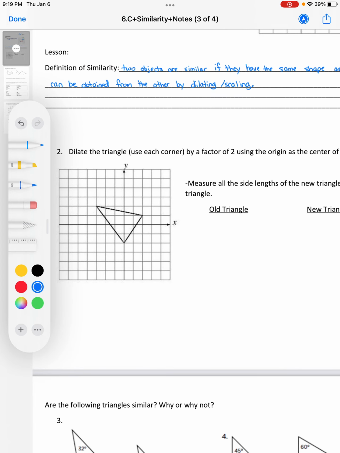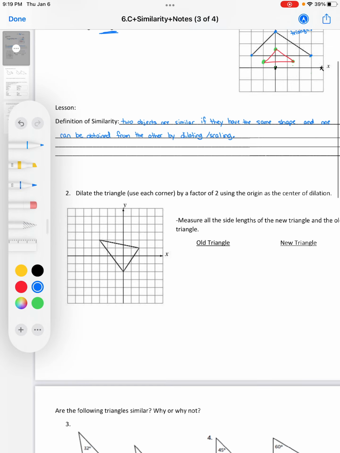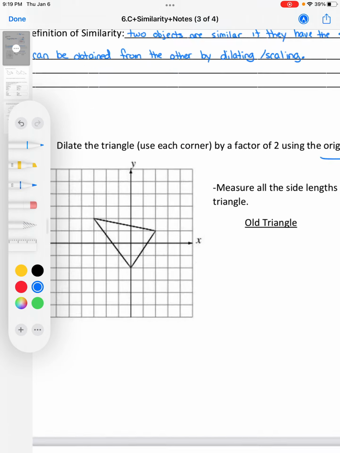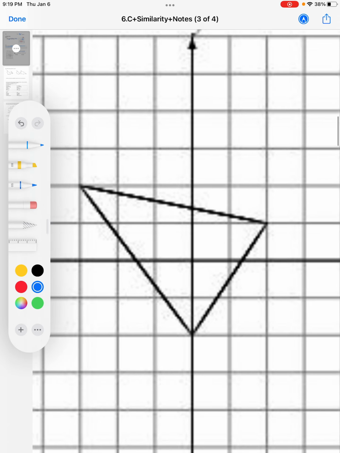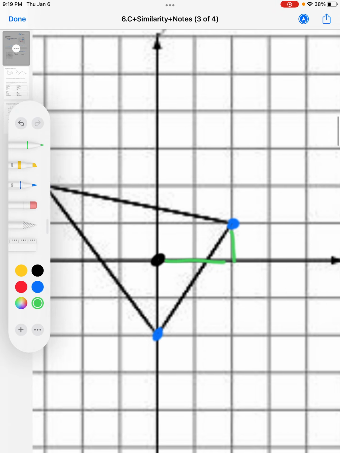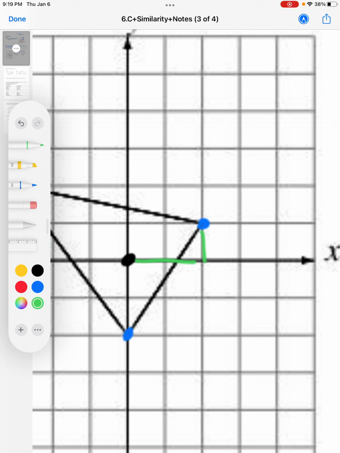Dilate the triangle by a factor of 2. And it says to use the origin as the center of dilation. So here's my point, here's my point, here's my point, and the origin, which is right here, is my center of dilation. So how far is this one? Well, it's 2 over and 1 up. And we're dilating it by a factor of 2. So we have to times our distances by 2. So 2 times 2 is 4, so it's going to be over here. 1 times 2 is 2, so our new point is all the way up there.